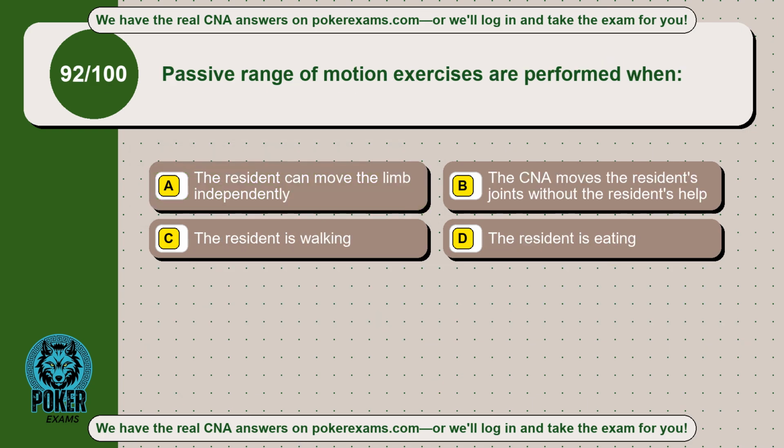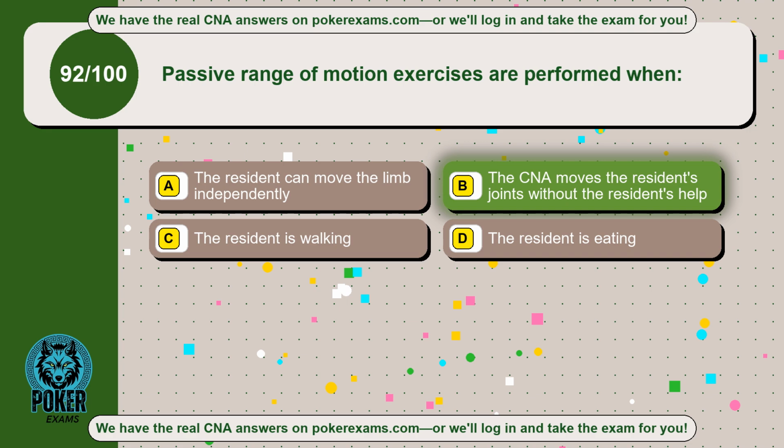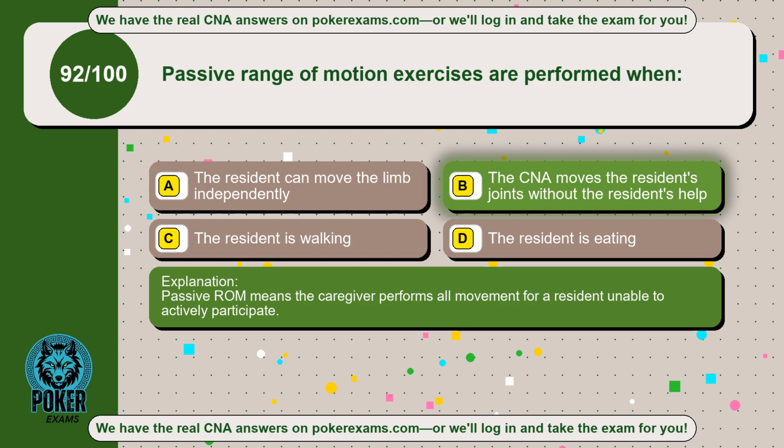Question 92. Passive range of motion exercises are performed when: Option A. The resident can move the limb independently. Option B. The CNA moves the resident's joints without the resident's help. Option C. The resident is walking. Option D. The resident is eating. The correct answer is option B. The CNA moves the resident's joints without the resident's help. Passive ROM means the caregiver performs all movement for a resident unable to actively participate.